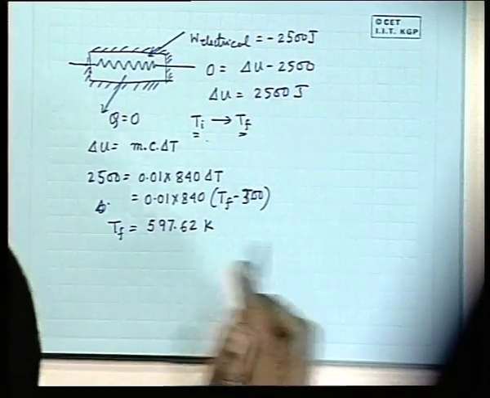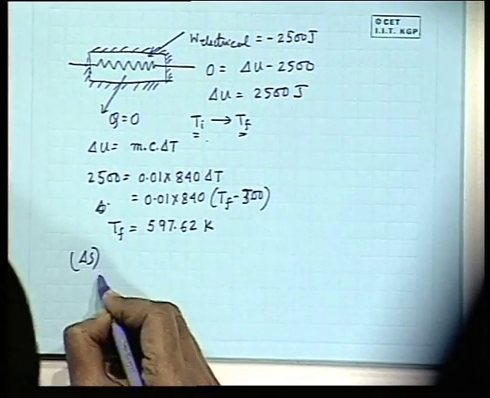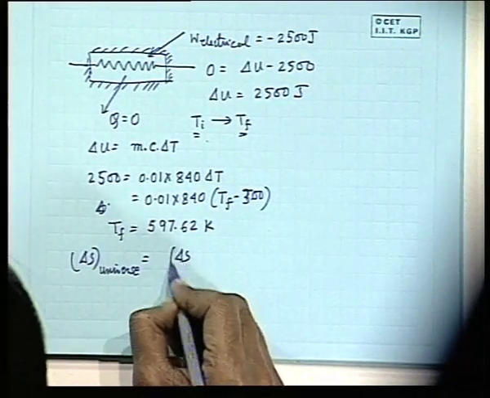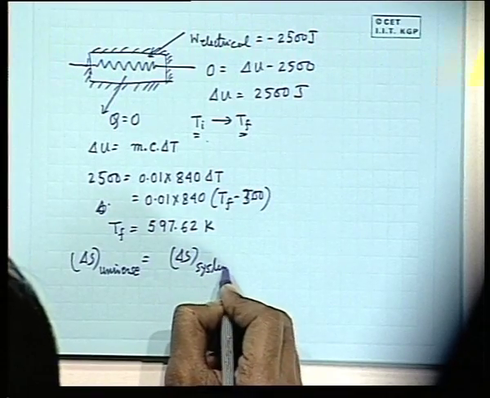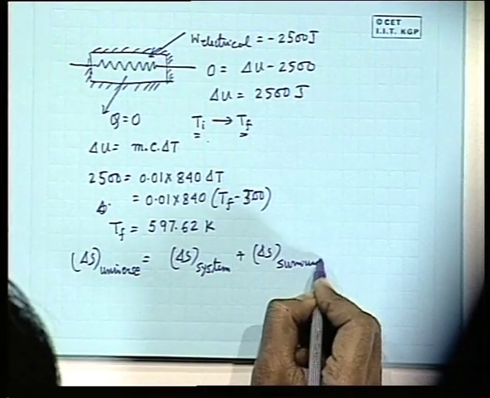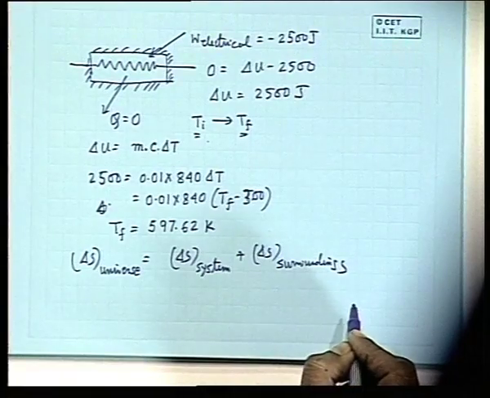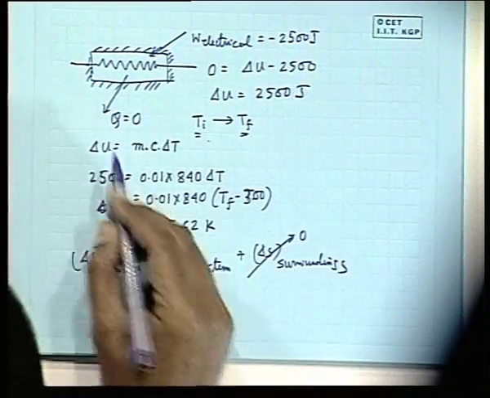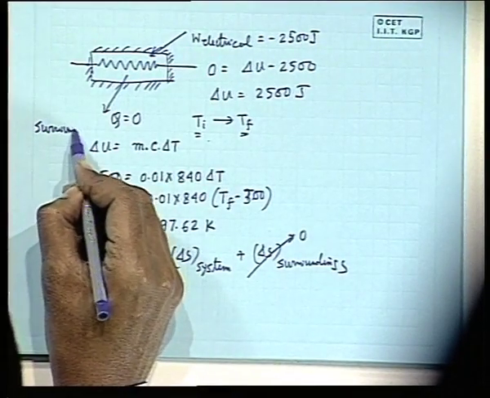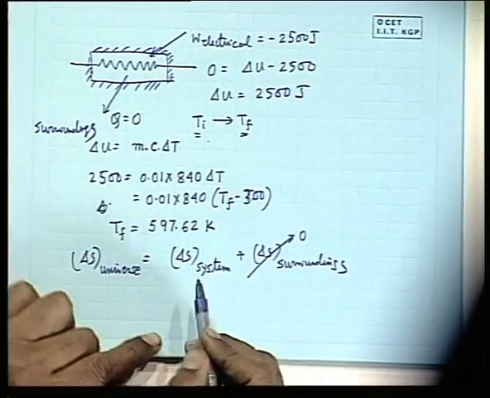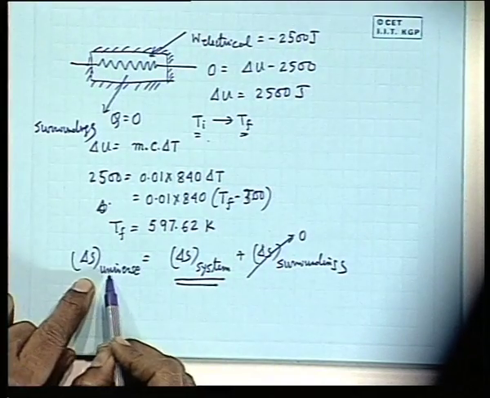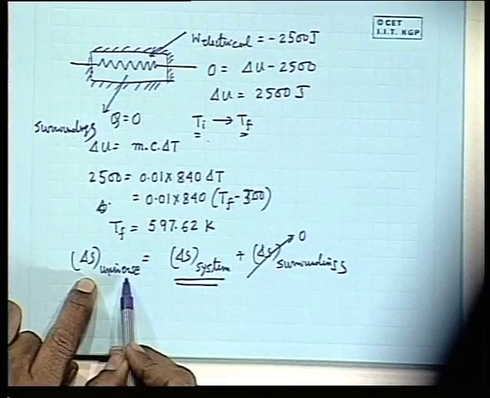Now, the question comes of delta S. Here also I write delta S universe is equal to delta S system plus delta S surroundings. Clear? Now, you tell me first, what is delta S surroundings here? 0, because there are no heat interactions with the surroundings. Now, your question will be better understood: delta S system is non-zero, obviously. Otherwise, the principle of increase of entropy will be violated. Delta S universe is greater than 0.